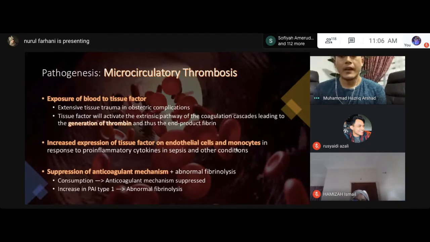And then number 3 is suppression of the anticoagulant mechanism and abnormal fibrinolysis. This consumption happens because the anticoagulant mechanism is suppressed. This is to show you that the anticoagulant mechanism will be suppressed because the body would like to compensate and form more coagulant. Somehow they will be consumed to repair the injury. So that's why they are consumed. Thus, the anticoagulant mechanism is suppressed because it's being consumed to compensate for the loss, the exposure of tissue factor to the blood, and also the injury. And the abnormal fibrinolysis is due to an increase in plasminogen activator inhibitor type 1. Okay, next.